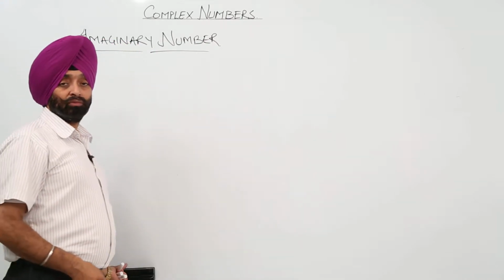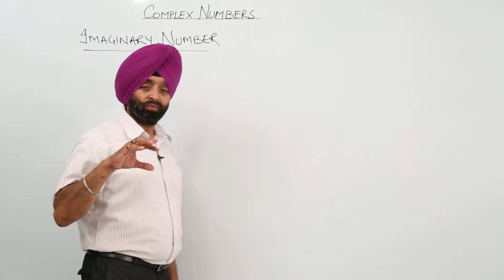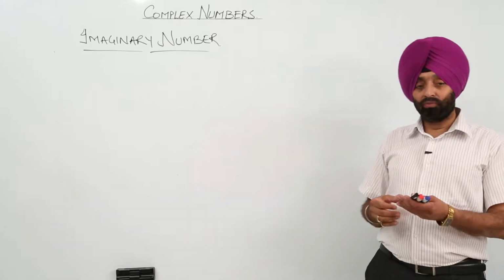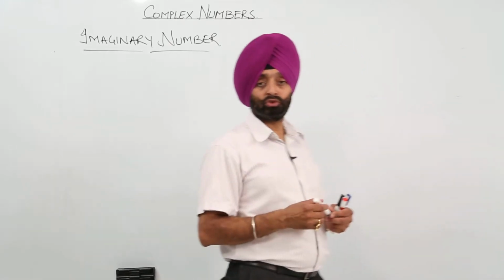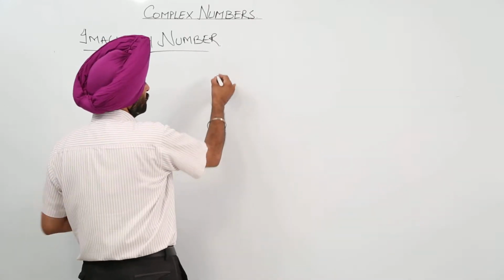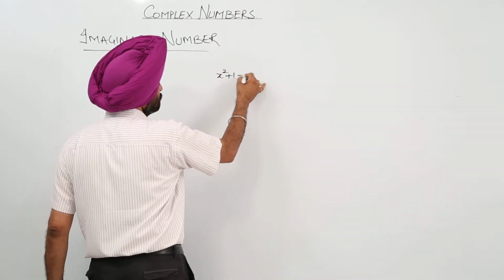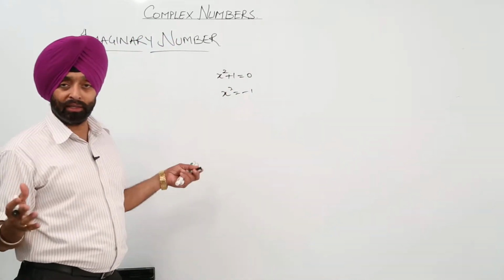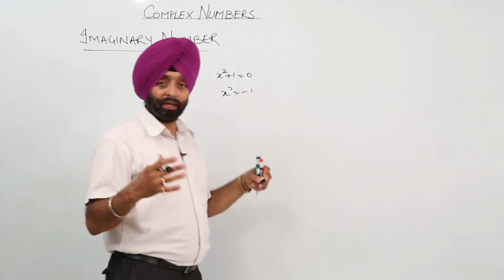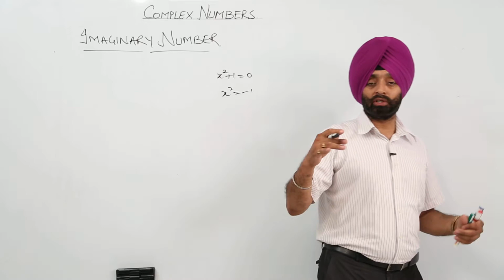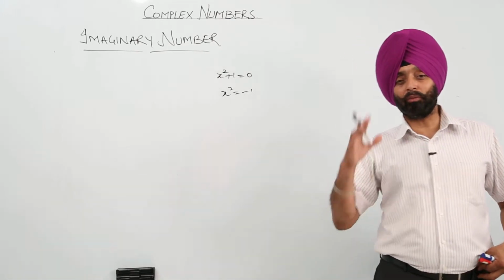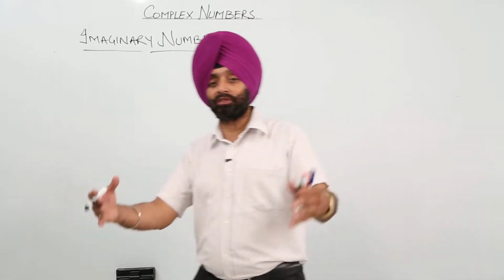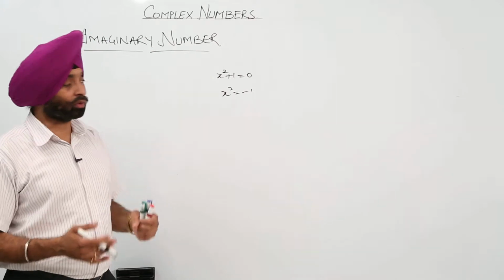Now, some 400 years ago, mathematicians felt the necessity for solving the square root of a negative number. So if we have x square plus 1 is equal to 0, and we write x square is equal to negative of 1, then can't we get any answer for this? We can get it, and that was thought of 400 years ago by many mathematicians. Step by step, they gave some results, and then they got to the final conclusion.